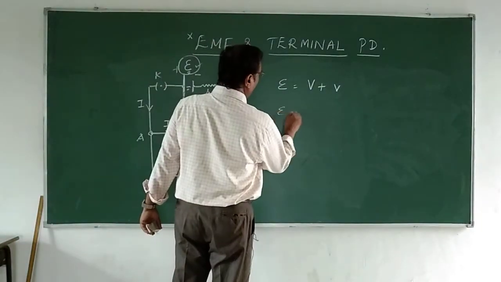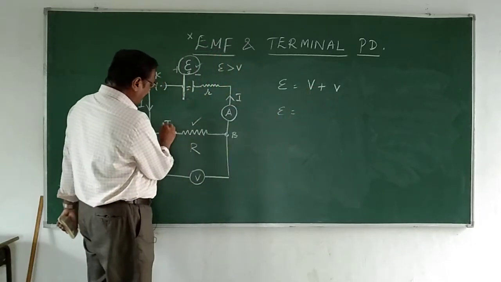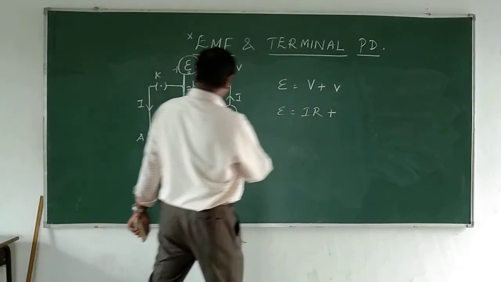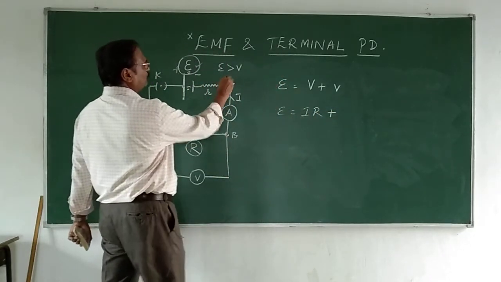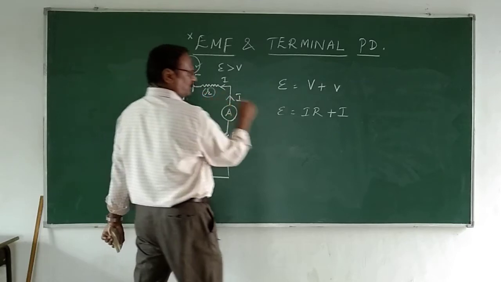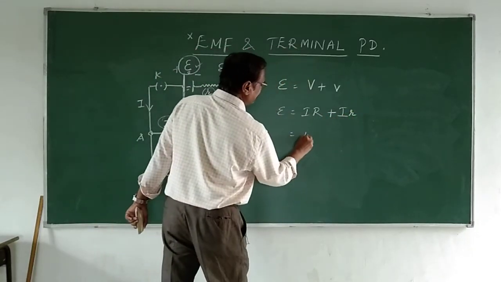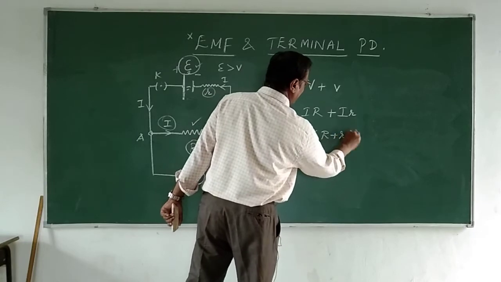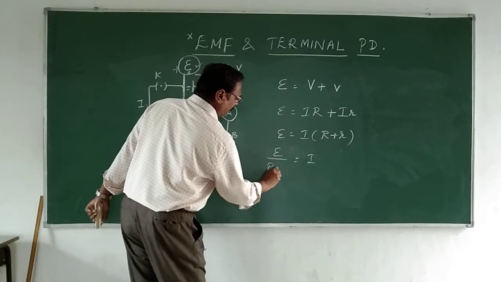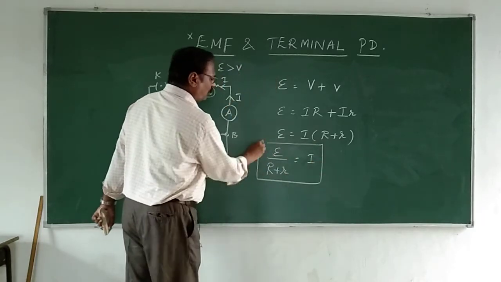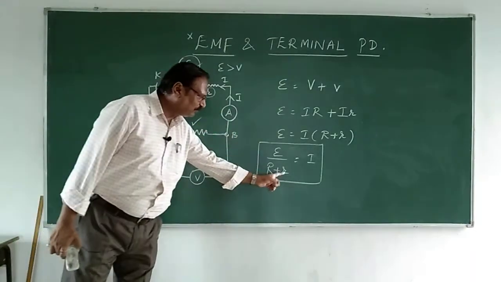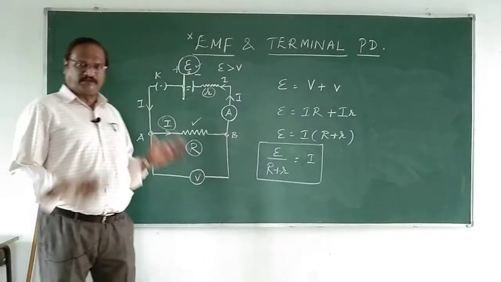Okay, so epsilon is equal to, according to Ohm's law, I into R, plus, you know, in series the same current is flowing through, right? I into the internal resistance. I have just taken capital R for reference outside, so I into small r. I is common, so I into R plus r, which is epsilon, or I said I is equal to epsilon upon R plus r. Whenever you talk about epsilon, the EMF, then you need to include the internal resistance. Be very clear about it.